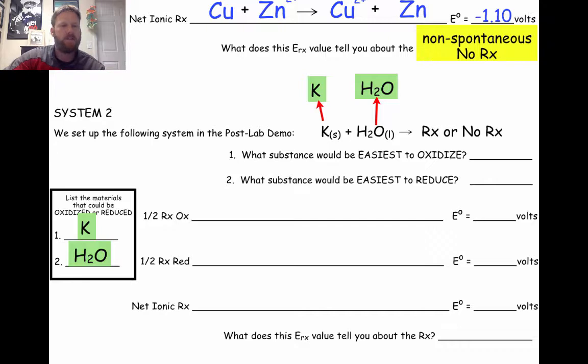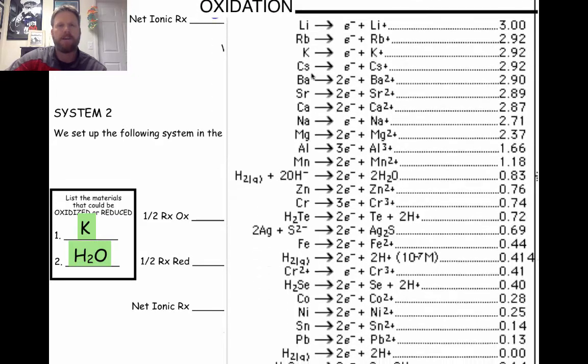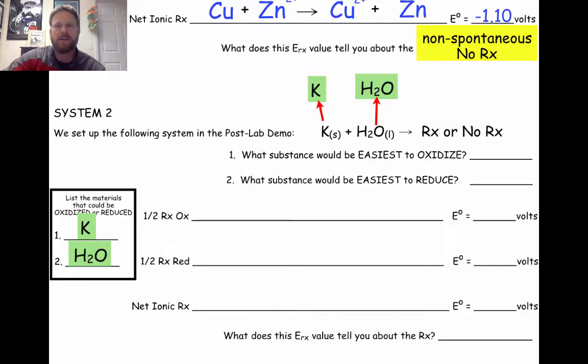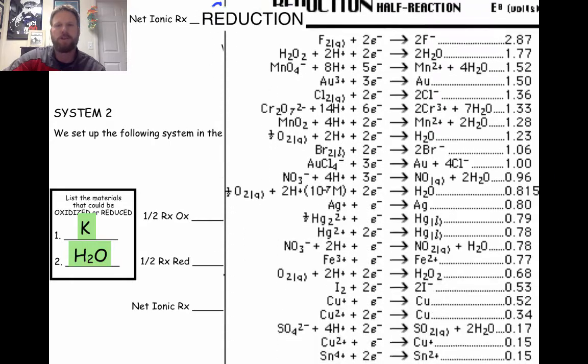So let's find one of these substances on the oxidation side of our redox table. Now, if you think about it, remember, the characteristic of metals is that they want to lose electrons. If I had to make a bet, I would bet potassium is going to be oxidized. So let's take a look. And we don't have to look very long because potassium is third from the top. It really wants to be oxidized. It really wants to lose electrons. So potassium is the substance easiest to oxidize. Here's the half reaction and the voltage.